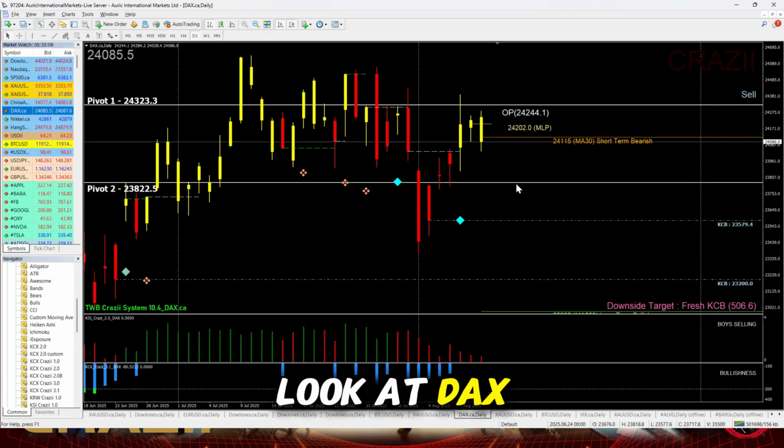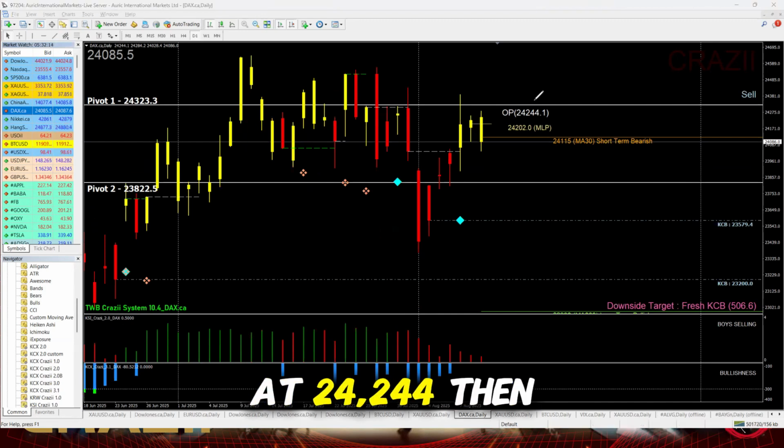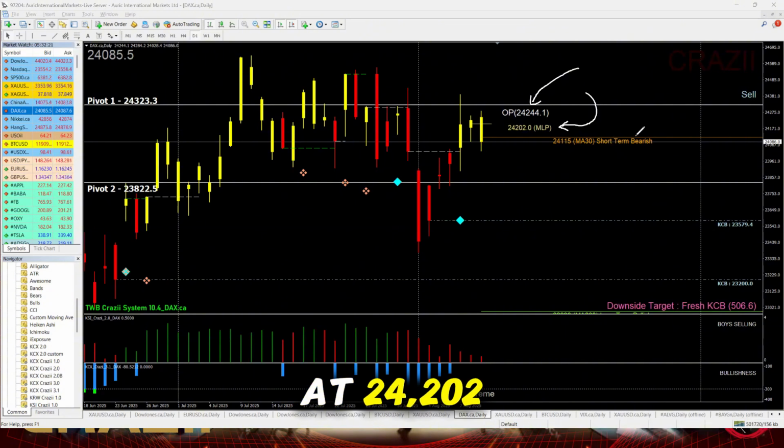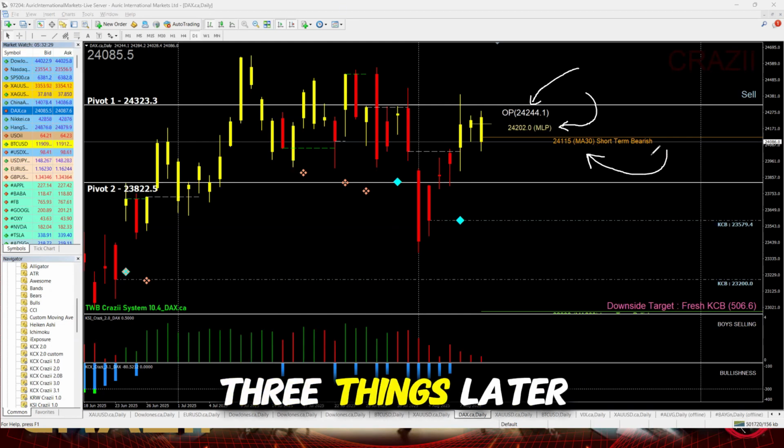Okay, so let's look at DAX yesterday. DAX yesterday opened at 24,244. Then the MLP was at 24,202. Okay, and the MA30 was 24,115. All right, so we're going to talk about these three things later.